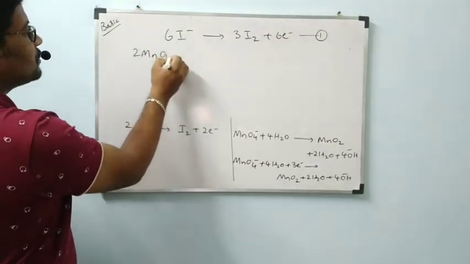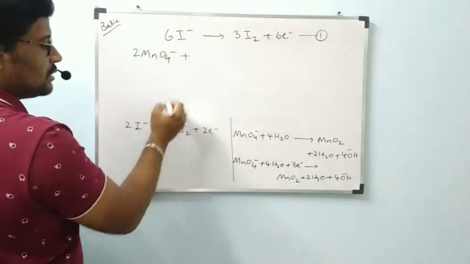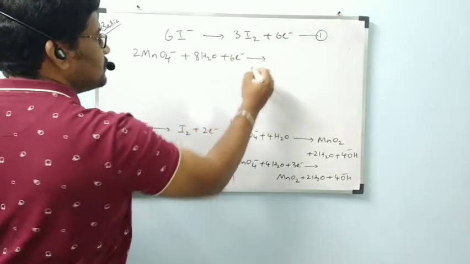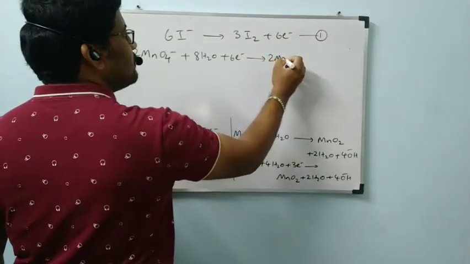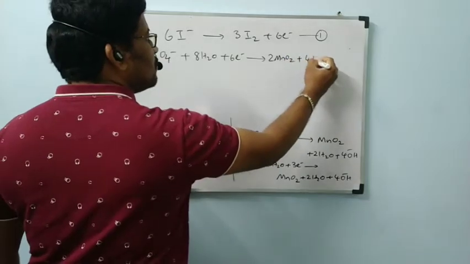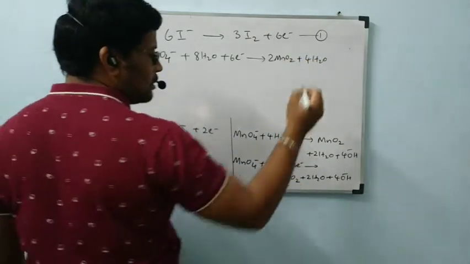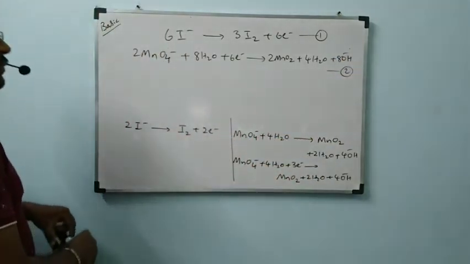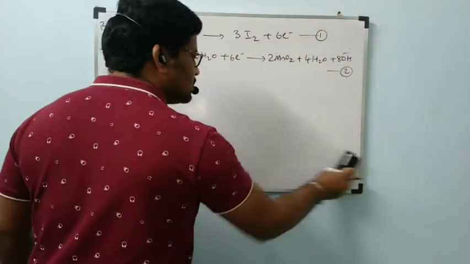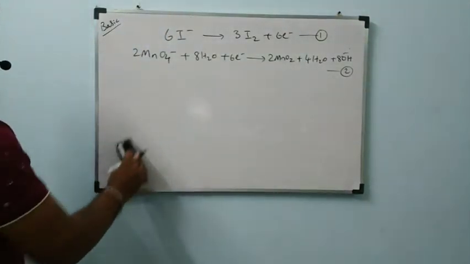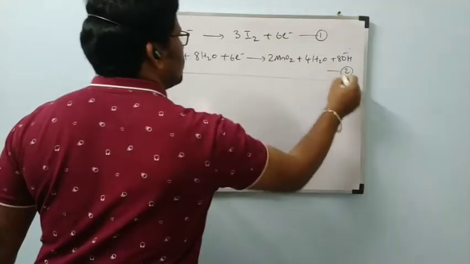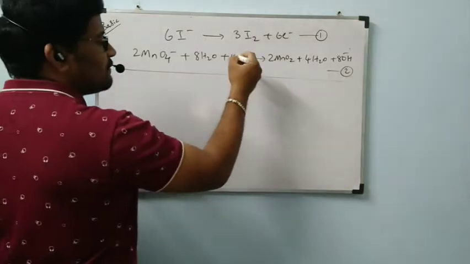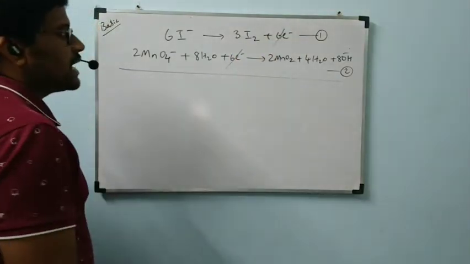2 MnO4 minus plus 8H2O plus 6 electrons gives rise to 2 MnO2 plus 4H2O plus 8OH minus. This is equation 2. Okay, we are going to add equation 1 and equation 2, and we are going to get the final balanced equation. While we are adding, the 6 electrons get cancelled.